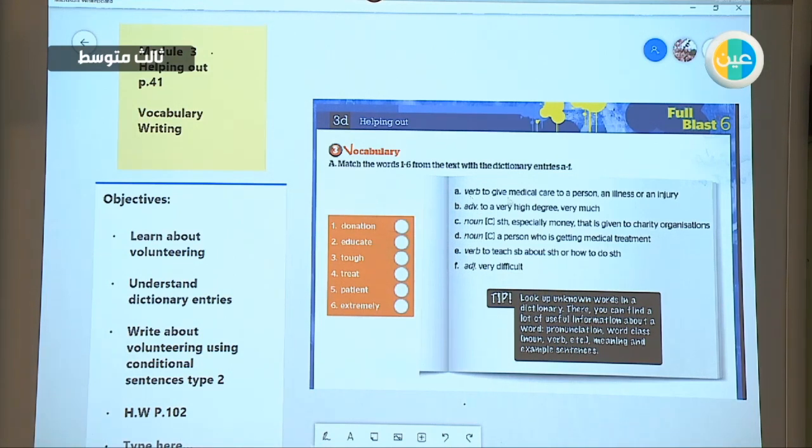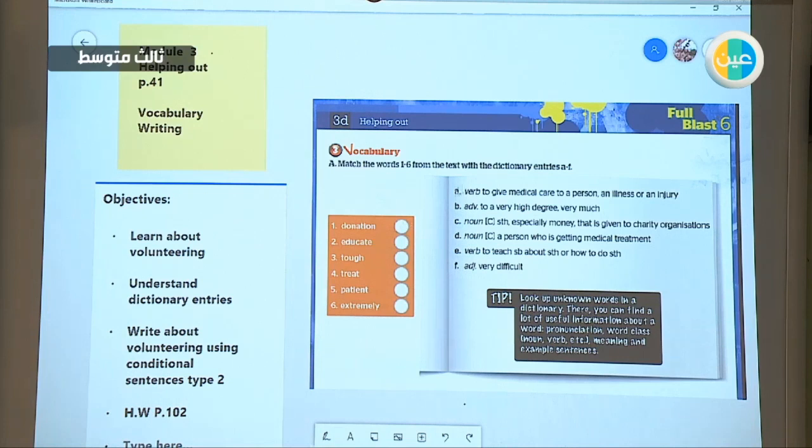A, verb, to give medical care to a person, an illness or an injury. So its part of speech is verb. It means to give medical care to a person. B, its part of speech is adverb, which means to a very high degree or very much. C, its part of speech is noun, something, especially money, that is given to charity organizations. D, it's also a noun, a person who's getting medical treatment. E, it's a verb, which means to teach somebody about something or how to do something. F, it's an adjective, which means very difficult.